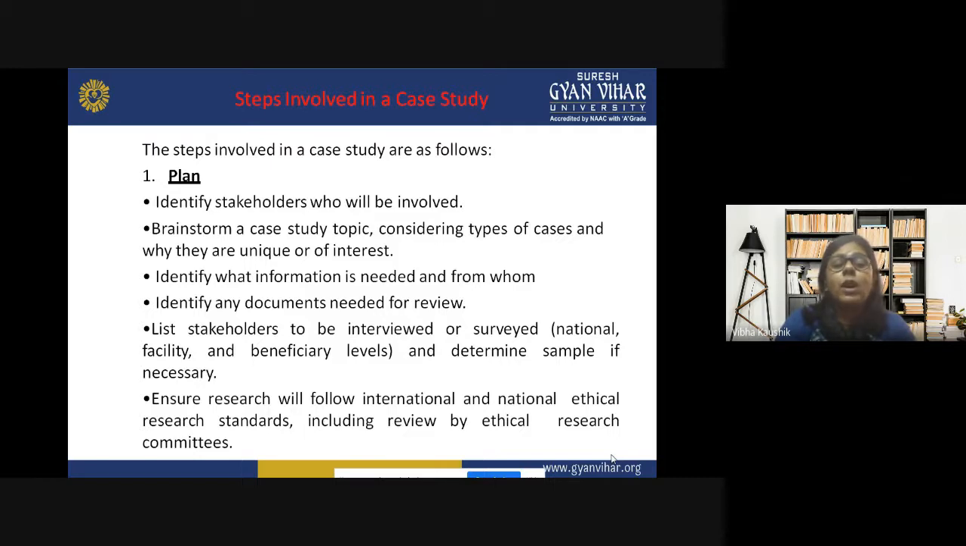List stakeholders to be interviewed or surveyed, at national, facility, and beneficiary level, and determine if a sample is necessary. To whom, and from where, you will get the data: you have to make a list of the stakeholders whom you will interview or survey to get the information. Ensure research will follow international and national ethical research standards, including review by ethical research committees.